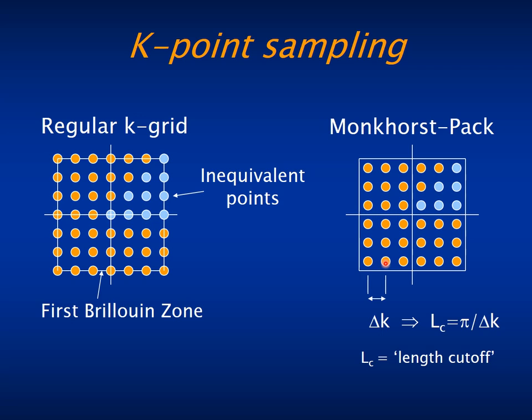So we do something similar as in real space, and we characterize the fineness of the grid by a length in real space, given by this relationship as a function of the mesh separation, and we call it the length cutoff. By increasing the length cutoff, you increase the number of grid points and the accuracy of the integration.